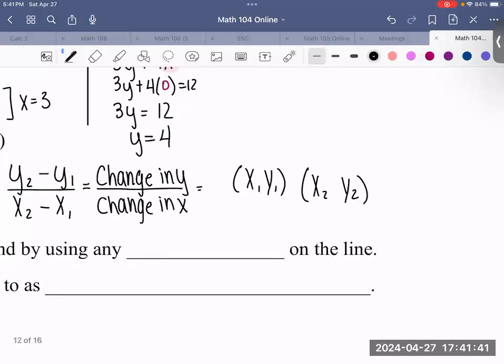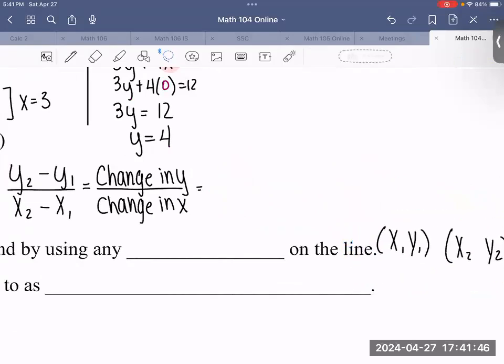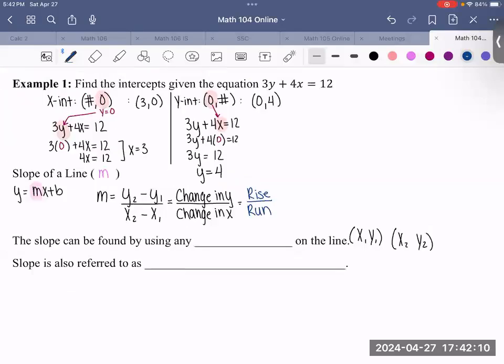Others say rise over run. So rise being you're increasing or decreasing on your y values, and your run being you're increasing or decreasing across your x values. Now, slope, as we just talked about, can be found by using any 2 points on your line. So as long as you have 2 points, you can figure out the slope of your line.